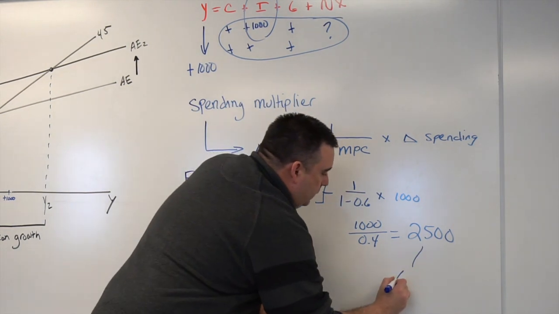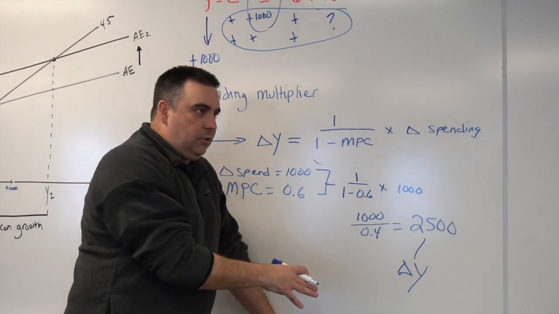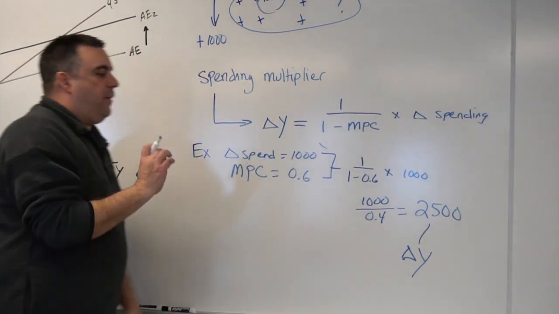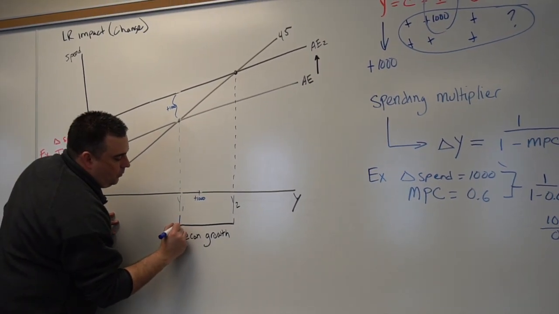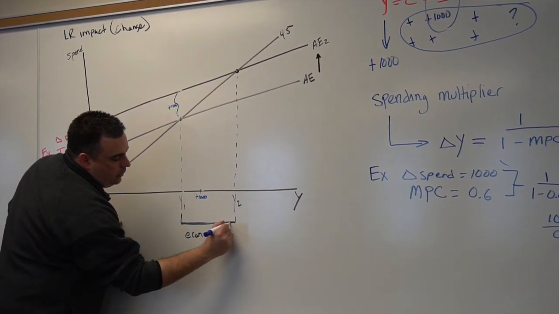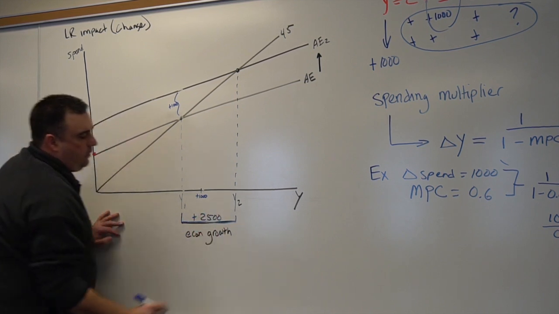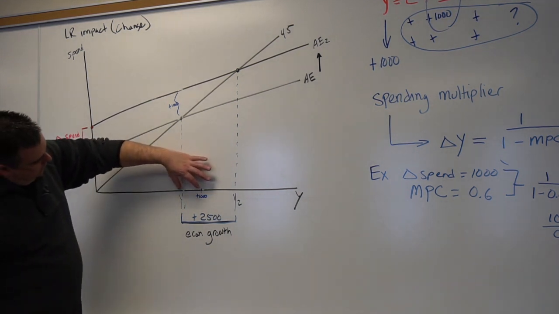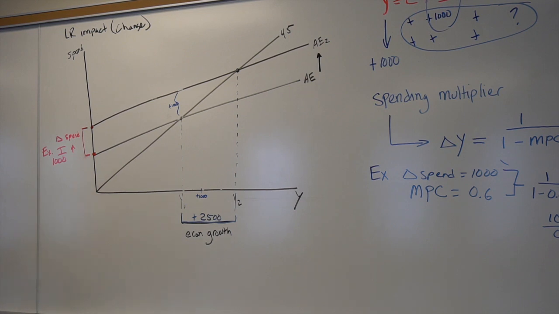That is not the value for Y. I'm not finding real GDP. I'm finding how real GDP grew. I'm finding the distance from Y1 to Y2. So this distance from Y1 to Y2 is plus 2,500. Actually, that kind of looks scaled okay. That's pretty good. I'm actually kind of impressed with the art. So it kind of worked out.